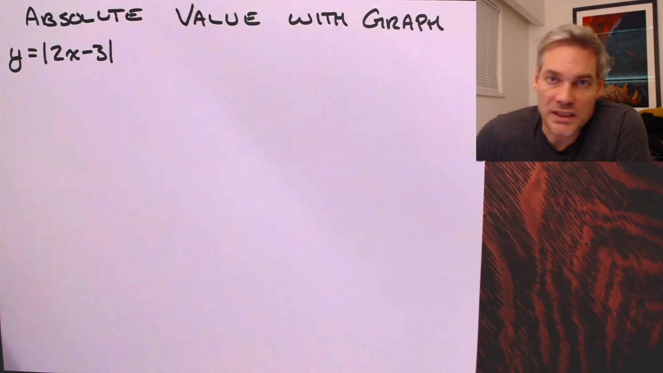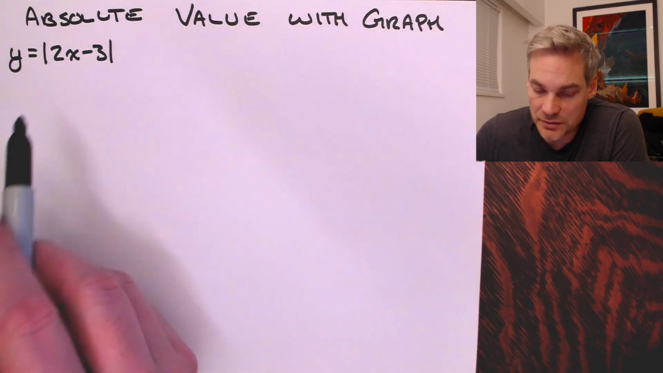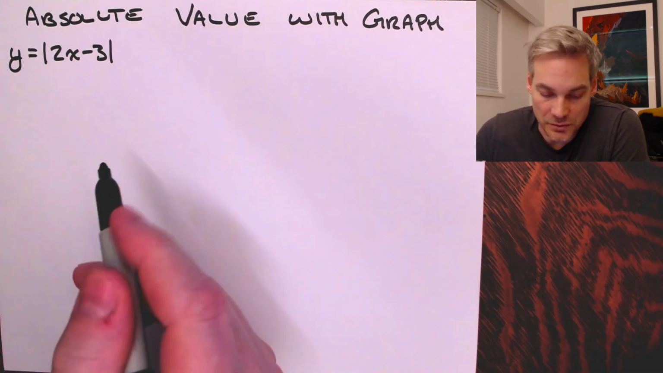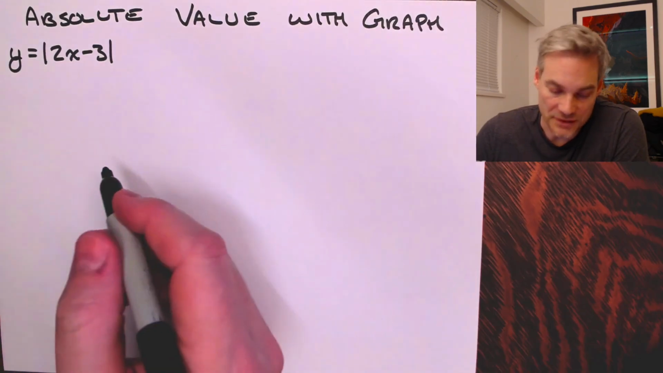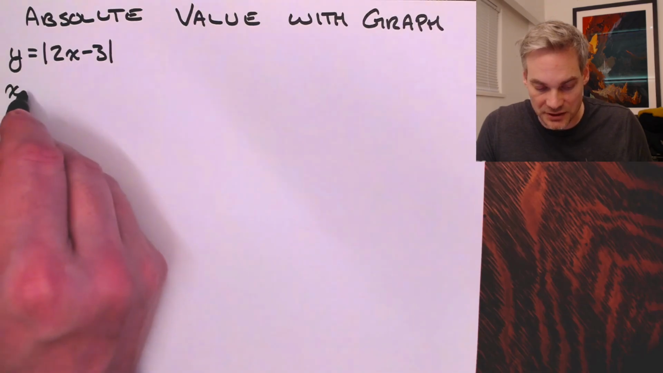Okay, so in this video, we're going to go over an absolute value equation, and we're going to graph it, and we're going to talk about some properties of it. So first, let's determine what the x-intercept is.